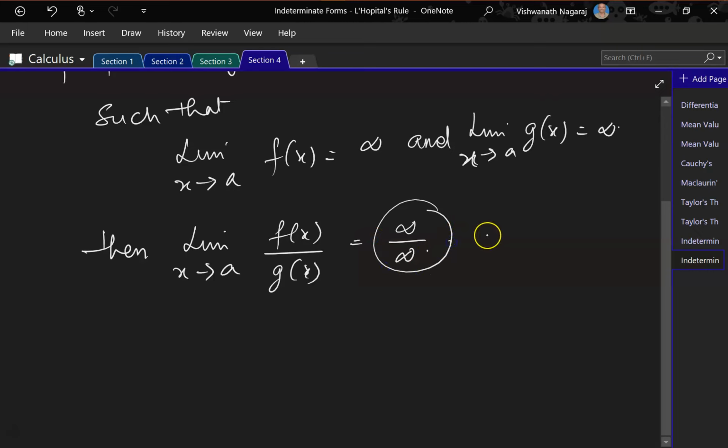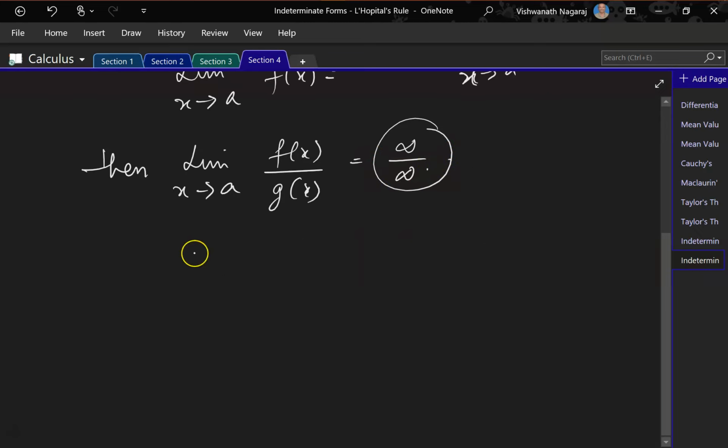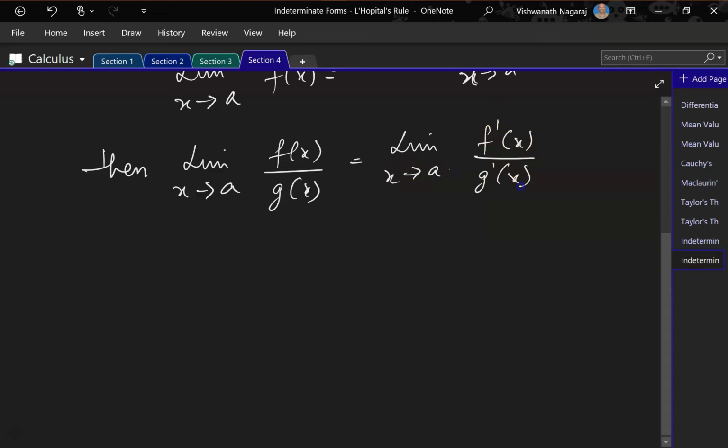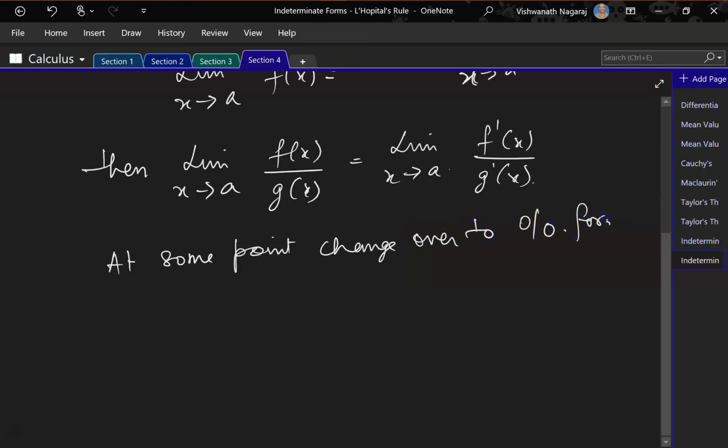Now this is indeterminate, we can't do anything with it. So instead of this, we apply L'Hopital's rule. What is that? Limit as x approaches a of f prime of x by g prime of x. Of course, at some point we have to change over to 0 by 0 form. Let's solve some problems.